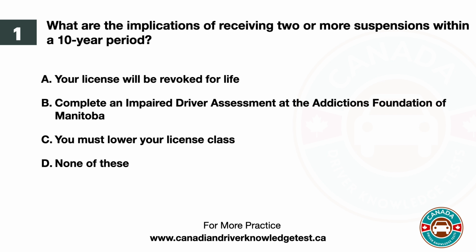Question 1. What are the implications of receiving 2 or more suspensions within a 10-year period? A. Your license will be revoked for life. B. Complete an impaired driver assessment at the Addictions Foundation of Manitoba. C. You must lower your license class. D. None of these. The answer is B. Complete an impaired driver assessment at the Addictions Foundation of Manitoba.